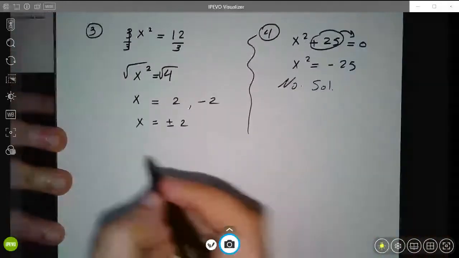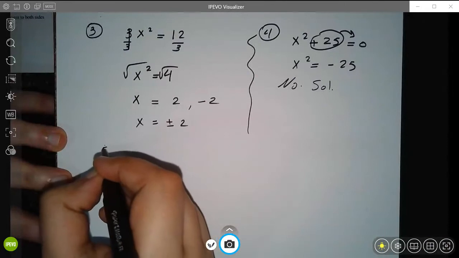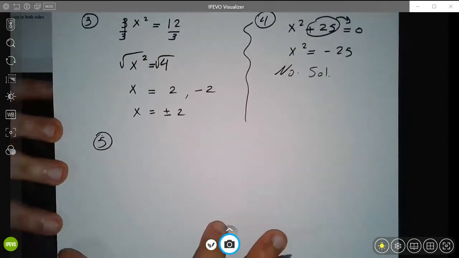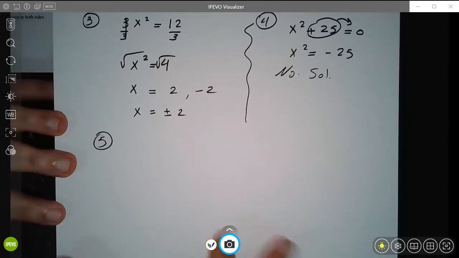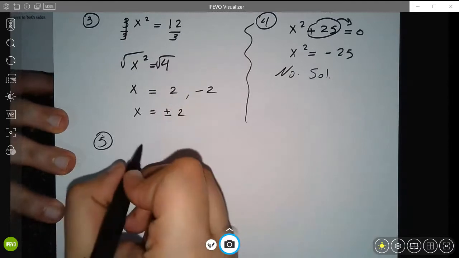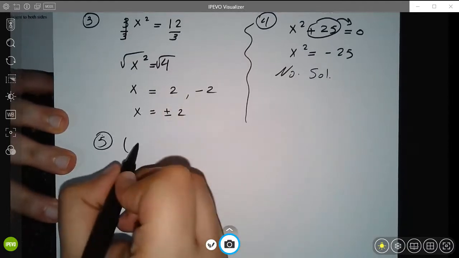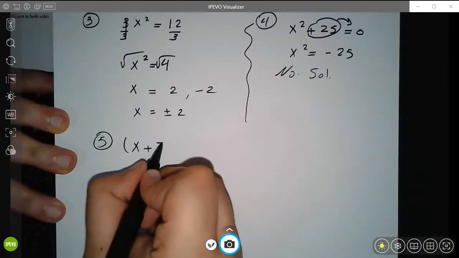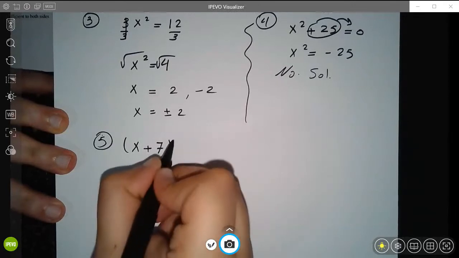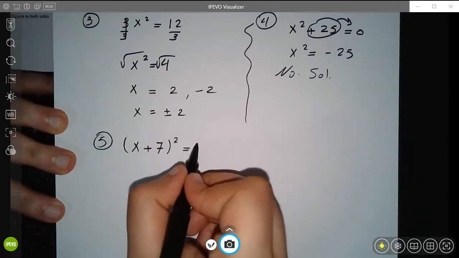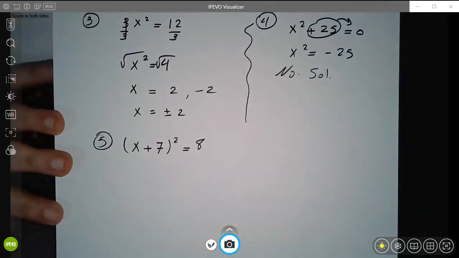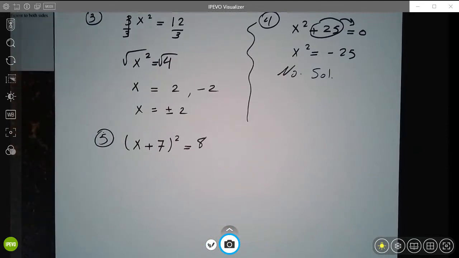Now let me show you another example. So here's number 5. It says x plus 7 squared equals 8. Now this one, I gave you a pair of parentheses and I squared it. What do you think we should do first?